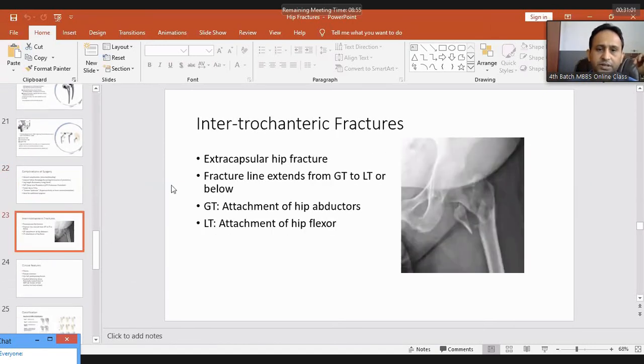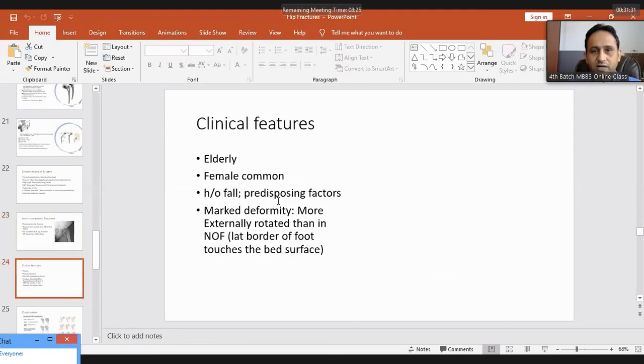Now let's quickly run to inter-trochanteric fractures. In contrast to neck of femur, these are extracapsular hip fractures. The fracture line extends from the greater trochanter towards the lesser trochanter. The greater trochanter is the attachment of the hip abductors, and the lesser trochanter is the attachment of the hip flexors. So the fractured bone ends are pulled away in either direction, which makes it quite an unstable fracture.